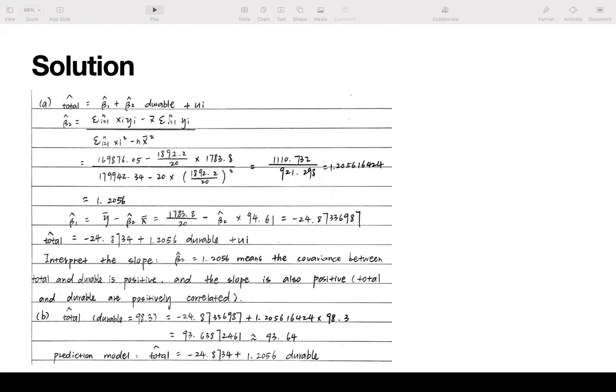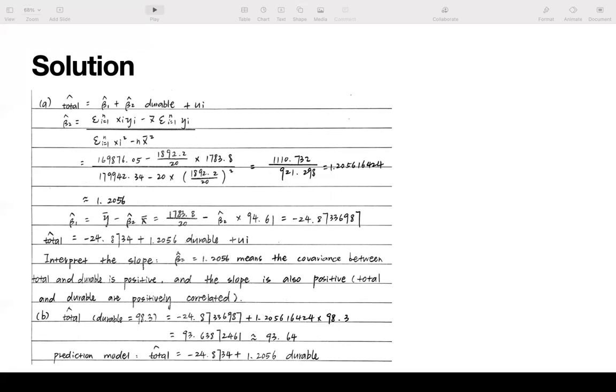So we can thus write the linear regression model as total hat is equal to minus 24.87 plus the slope times the durable plus ui. So we can interpret the slope as beta 2 hat is equal to 1.20, and this indicates that the covariance between total and durable is positive, and also the slope is also positive. So total and durable are positively correlated.